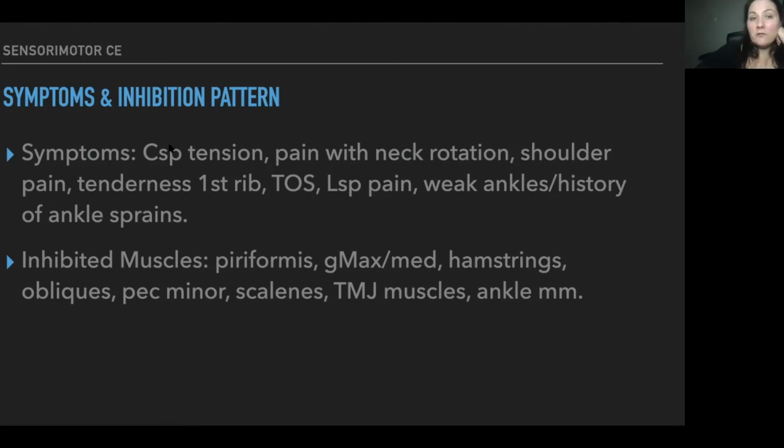Your person has a type 1 SI joint dysfunction. You may also find that they complain of neck tension. You may also find that they have pain with neck rotation specifically. They have shoulder pain. They have tenderness at the first rib. That's a really good one because it's easy to palpate. If you palpate the first rib and they have tenderness there, and obviously lots of things are tender when you poke at it, but if the first rib is more tender than the second, the third, etc., that's a really good indicator of this type of SI joint dysfunction.